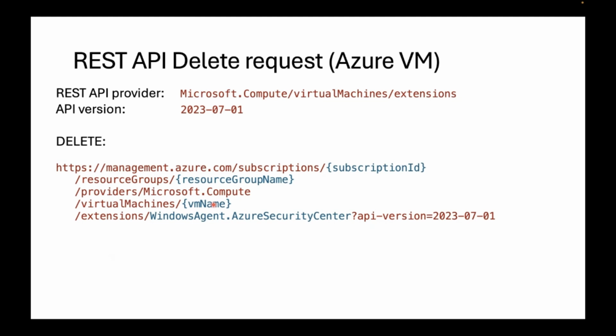For Azure Arc, it looks exactly the same. There's just one difference, which is that it's Microsoft.HybridCompute/machines/extensions instead of Compute virtualMachines extensions. And what we see down here is basically the same REST API call. Instead of the VM name, you have the machine name, and the provider is a different one. But you get the point. It's pretty similar from a deployment or delete perspective.